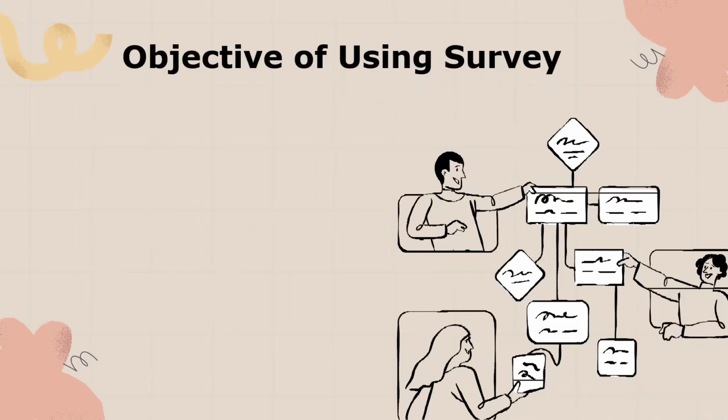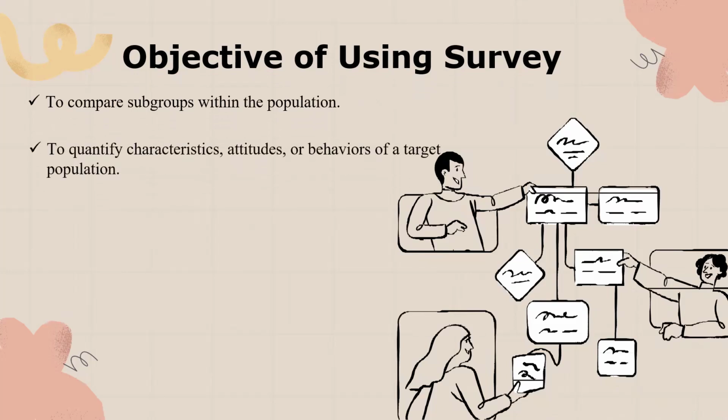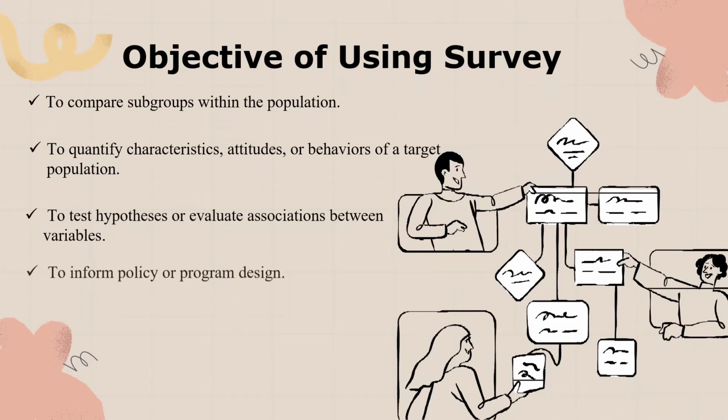Now, why do researchers use surveys? Well, surveys help us to compare different subgroups within a population, to quantify characteristics, attitudes, or behavior, to test hypotheses or examine relationships between variables, and even to inform policy decisions or design better programs. That's why surveys are such a powerful tool.